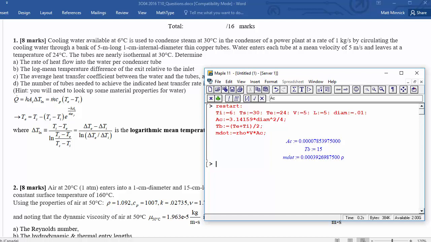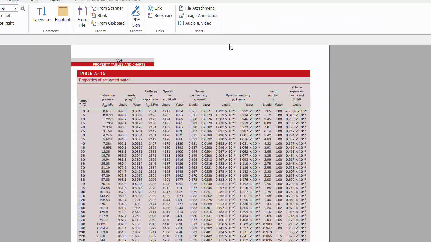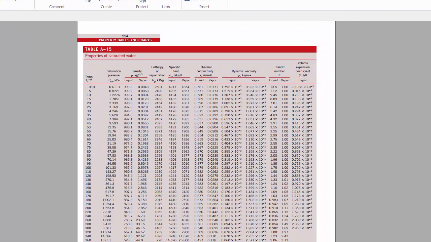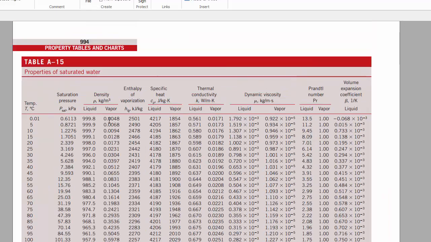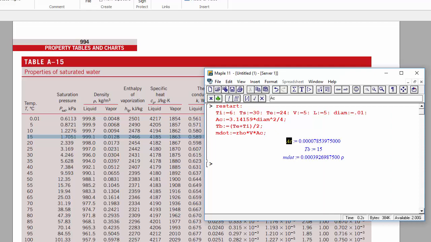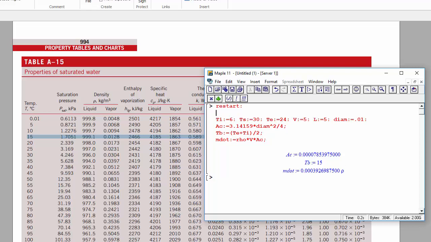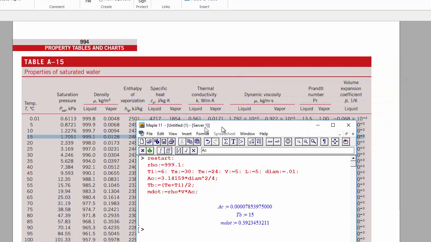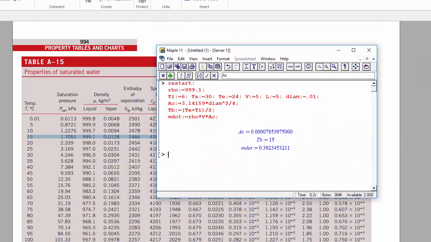So for the properties of the fluid, we are going to go over to the appendix in the textbook. So appendix 15, we're dealing with water, and then at a temperature of 15 degrees, the first property we need is the density, 999.1. So we'll grab that one. Rho is equal to 999.1. And there we go. Okay, so we've got our mass flow rate. We're probably going to need some other properties of the water, but let's hold off on those for now.